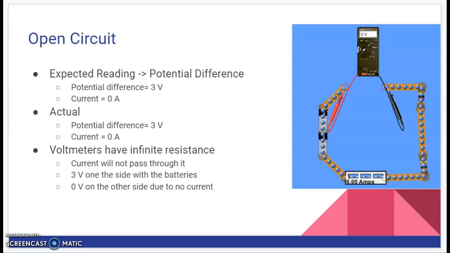Next, we try an open circuit. Our expected reading is that the potential difference would be 3 volts, while the current would be 0 amps. In actuality, the potential difference was 3 volts and the current was 0 amps. This is because voltmeters have an infinite resistance, so the current will not pass through at all. Therefore, there will be 3 volts on one side with the batteries, while 0 volts on the other side with no current.